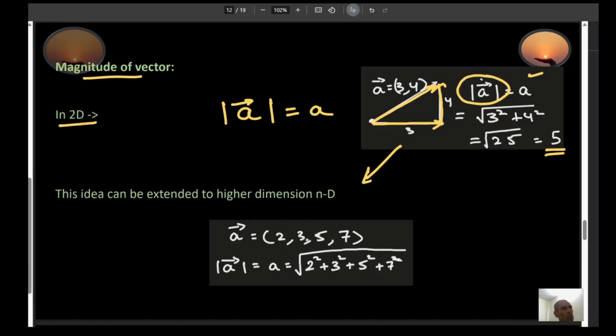So suppose you have a vector (2, 3, 5, 7) and you want to calculate the magnitude of this vector. The magnitude would be equal to the square root of 2 squared plus 3 squared plus 5 squared plus 7 squared. Calculate that, and that will give you the magnitude of this vector.